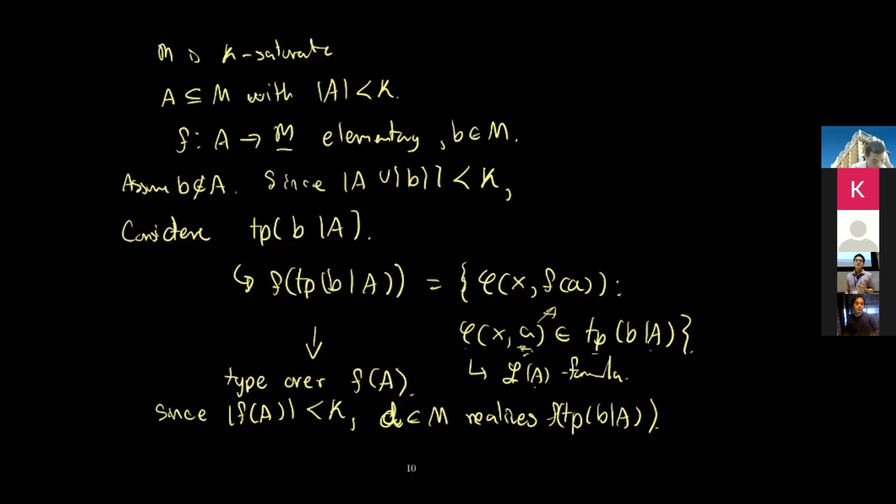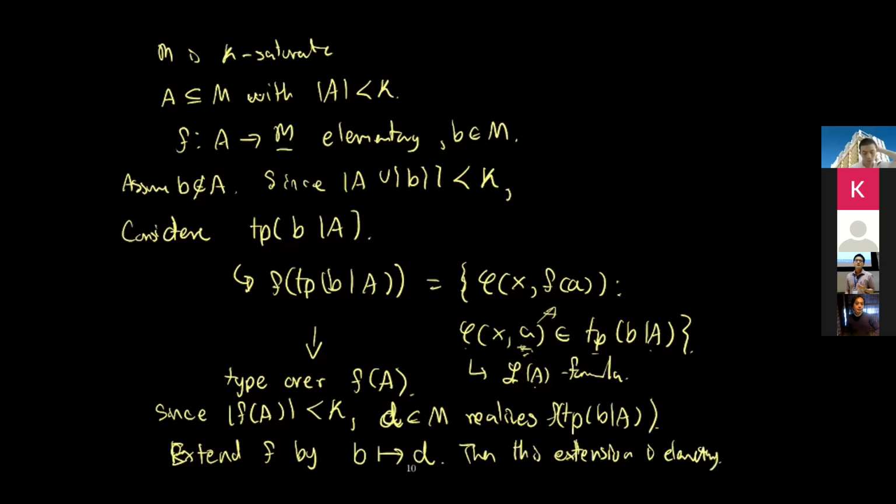And you can easily check that if you extend f by a map by this, you map B to this D, then this extension is elementary. Okay, so that's the idea of how we can construct this.